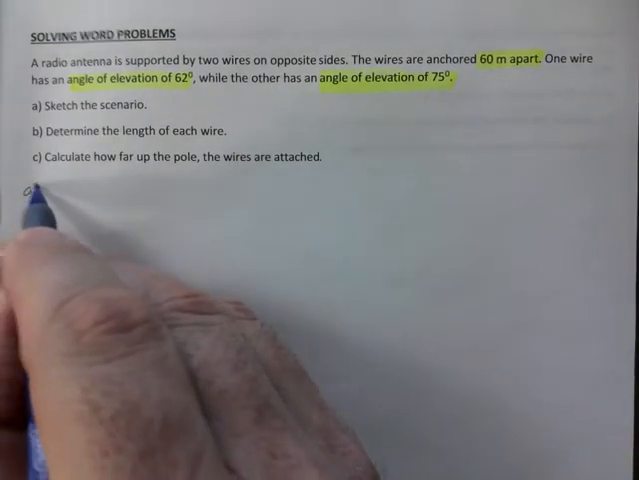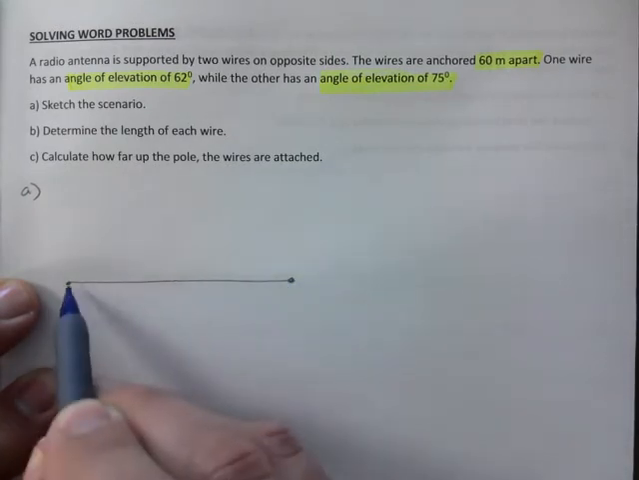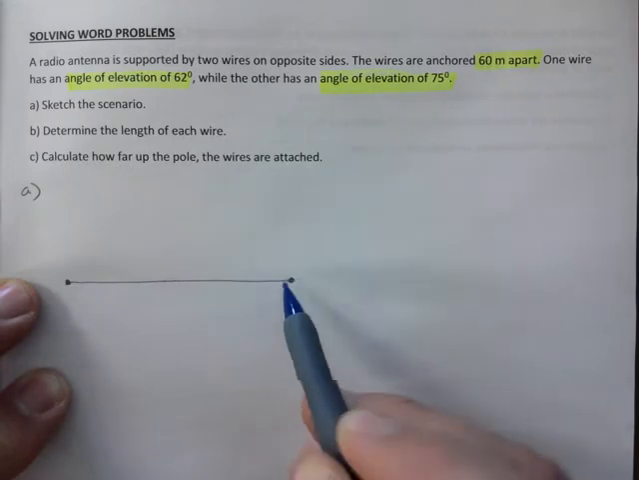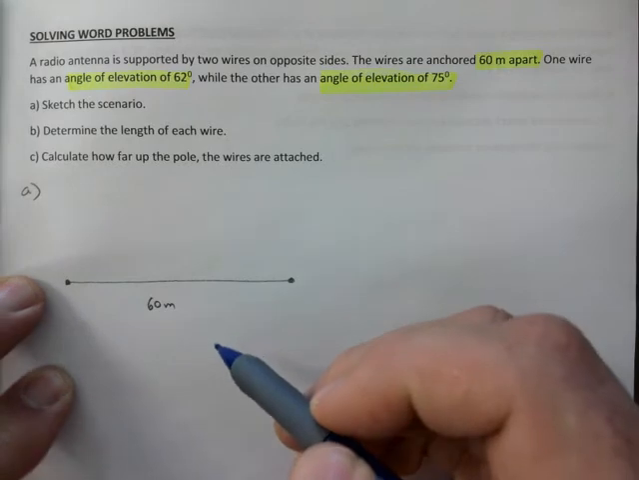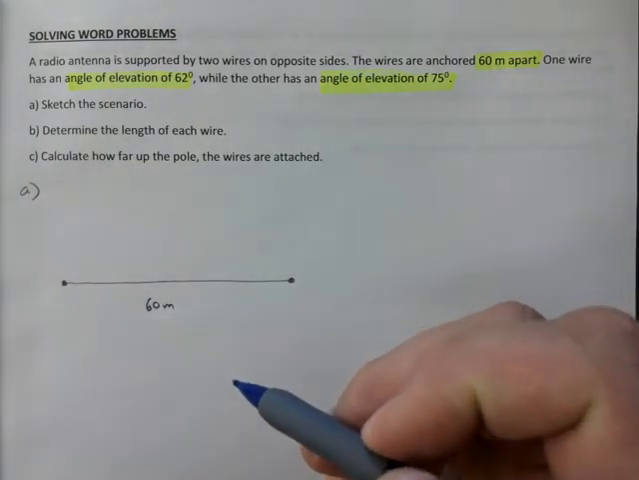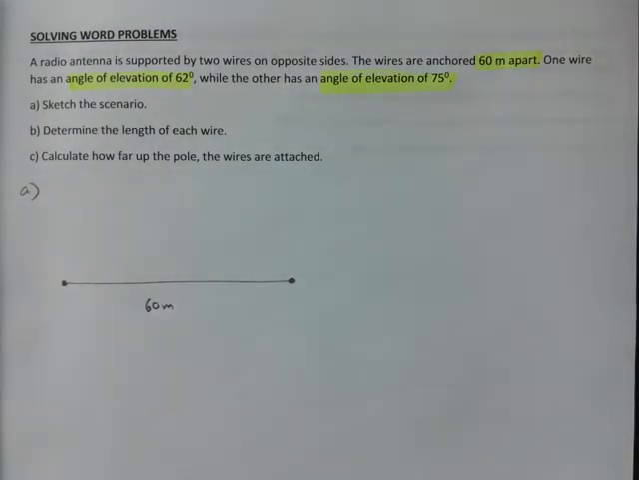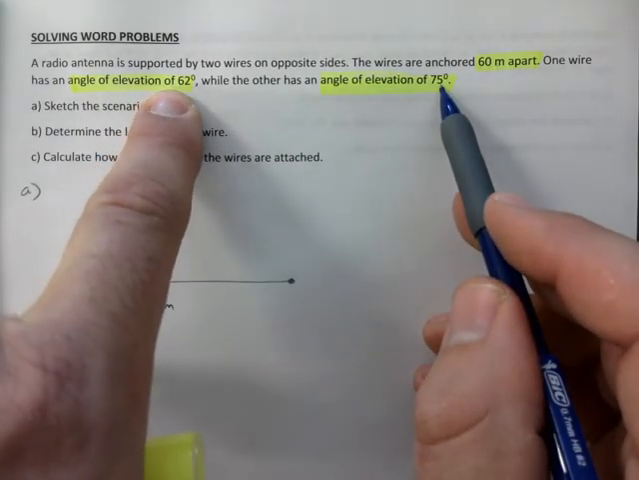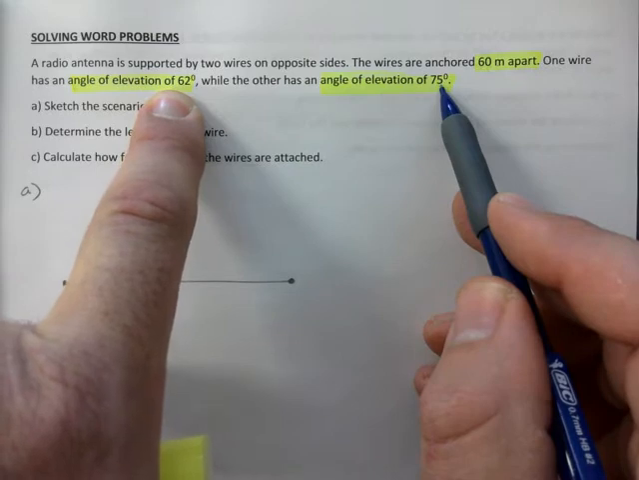So, hey, let's sketch it, okay? I'm just going to imagine the wires are 60 meters apart, right? So from here to here, they're anchored to the ground. I know that's 60 meters. And I find that it's common sense, but you would have to see the fact that they both have different angles of elevation. That tells you that the wires are not the same length, okay? I hope that you realize that.